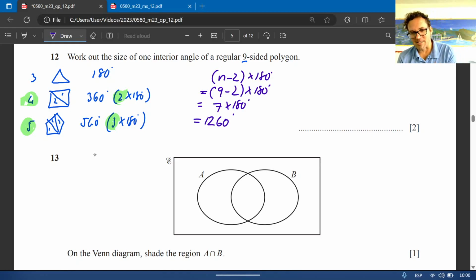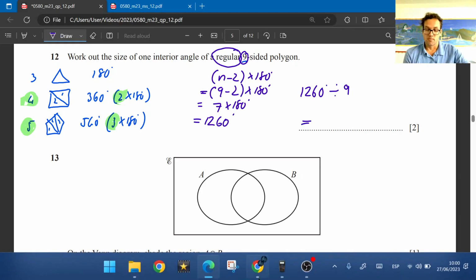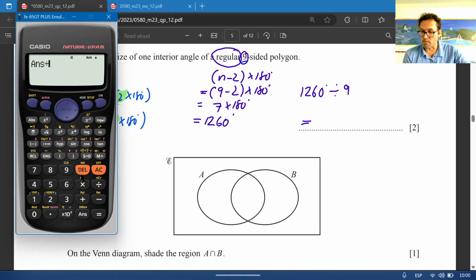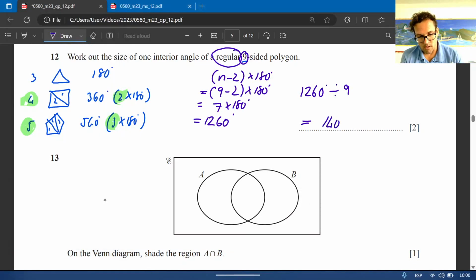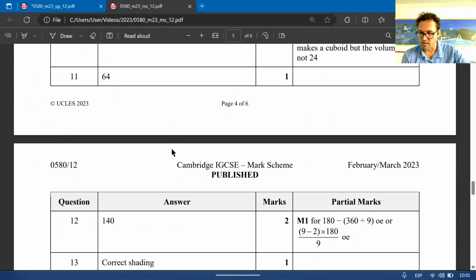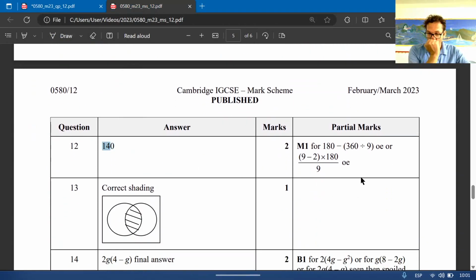Okay, good thing that this is a regular polygon. Regular means all the angles are exactly the same size. We know there are exactly 9 angles, and we know they all add up to 1,260. So we need to divide it by 9. You do 1,260 divided by 9, which is 140 degrees. That is the size of one angle. Okay, I'm correct, as you can see from the working out.